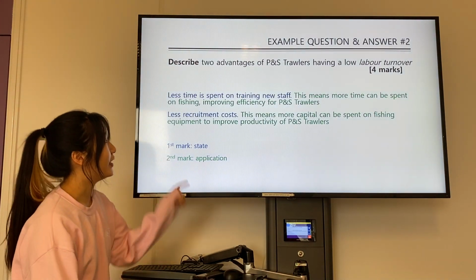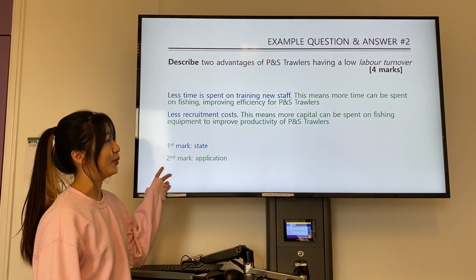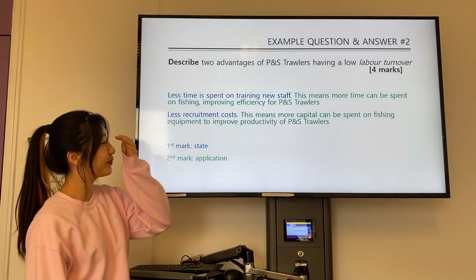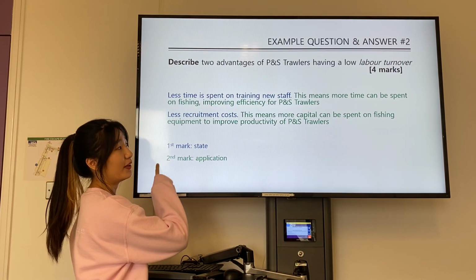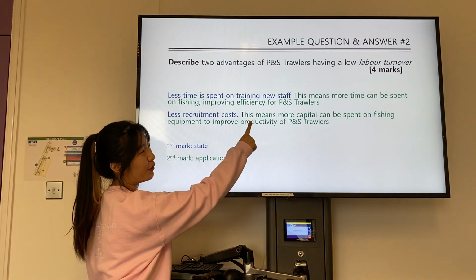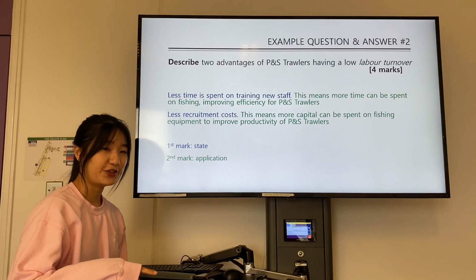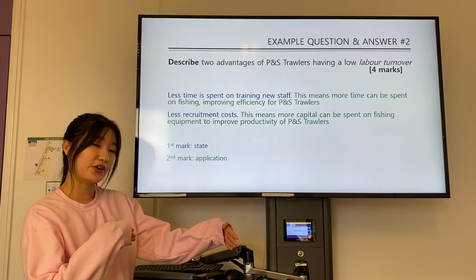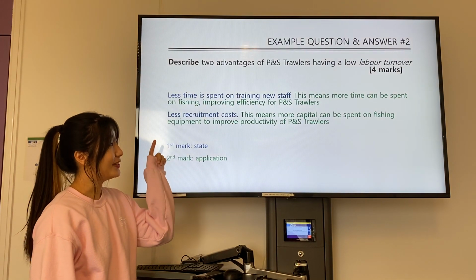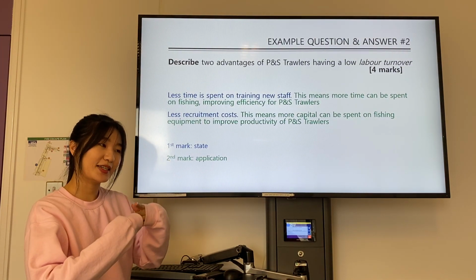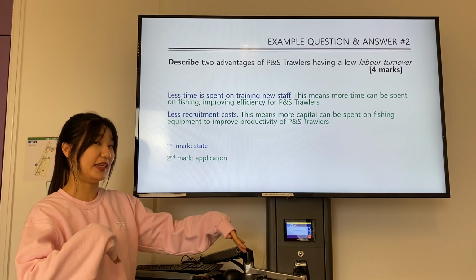So do you see where you get your stating mark and your application mark? Usually your application mark sentences are going to start with "this means." Not always, but it's a safe option. Just like for definition, your second mark started with "for example." Describing questions, your second mark sentences would start with "this means."